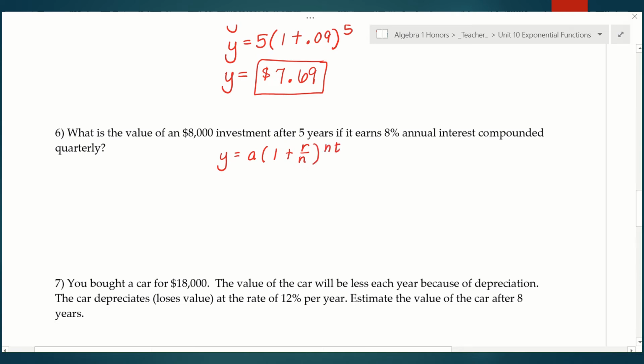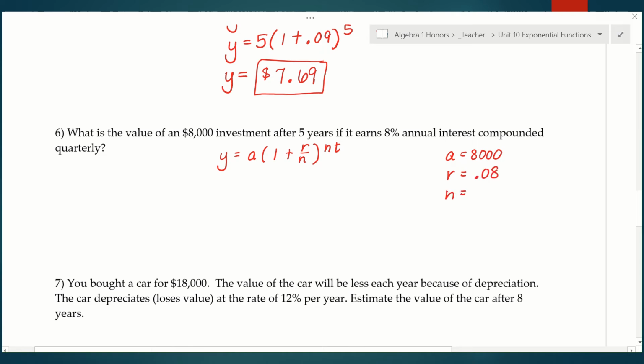All right, so let's pick out some important numbers to start. So A, the amount that I invest initially, $8,000, right? R is my rate, which in this case is 8%, or 0.08.